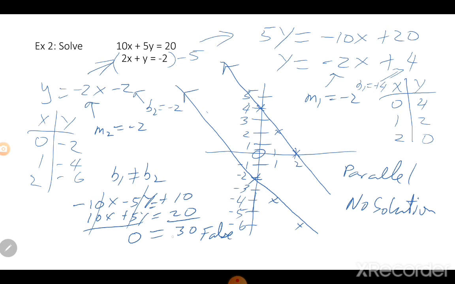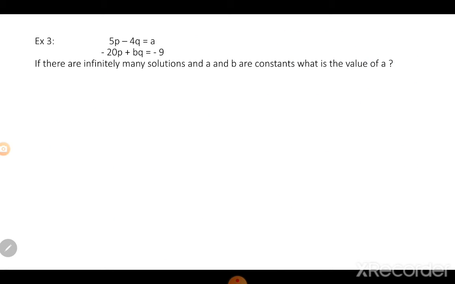So whenever we get a false statement, we know the two lines are parallel and that there's no solution. So if you did this algebraically and you didn't do it graphically, and you got a false statement, you know that there's just no solution to the system of equations. Okay, let's look at the next example.